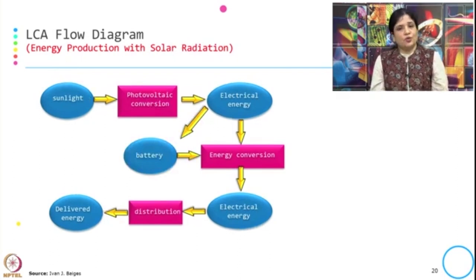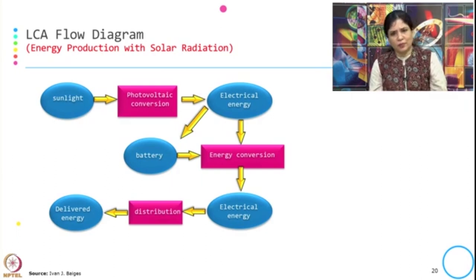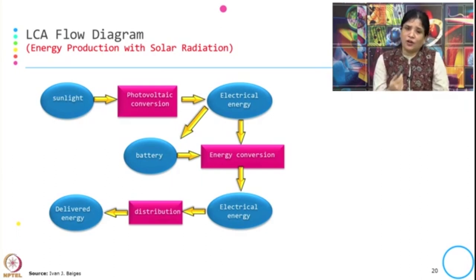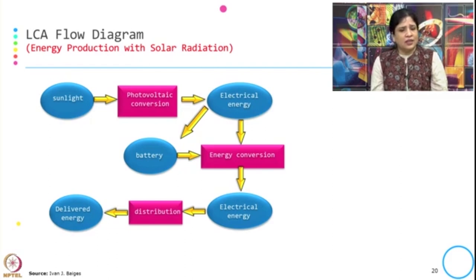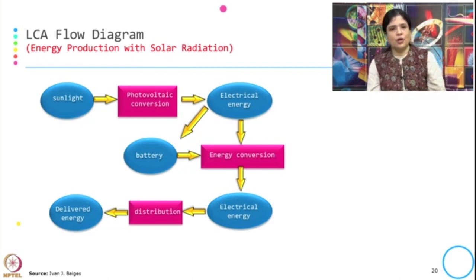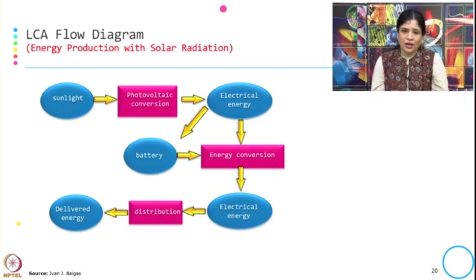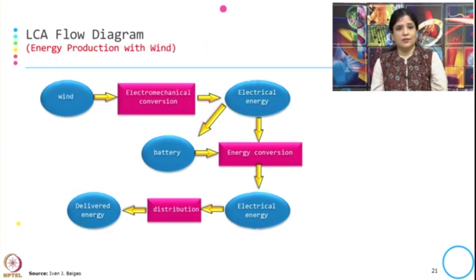Similarly, energy production with solar radiation: from sunlight you get photovoltaic conversion, then electrical energy, then part of it goes to the battery, and then energy conversion. So, from the photovoltaic conversion we get electric energy, from the battery we get into electrical energy distribution, and finally it is the delivered energy.